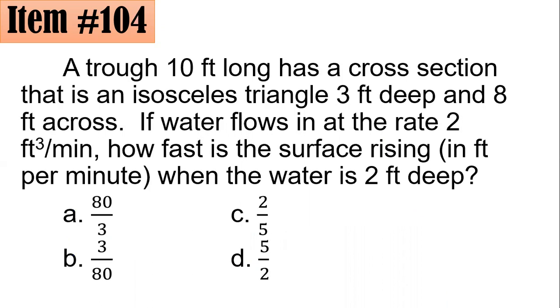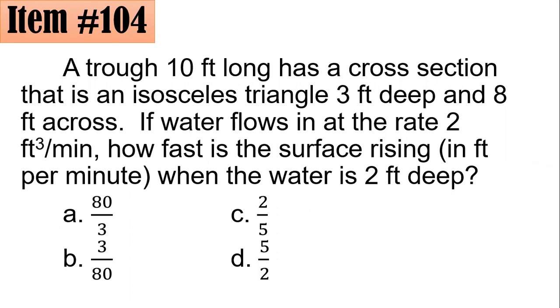105. A trough 10 feet long has a cross-section that is an isosceles triangle. That means when you slice it parallel to its bases, you get a uniform isosceles triangle, which is 3 feet deep and 8 feet across. If water flows in at the rate of 2 feet cubed per minute, how fast is the surface rising in feet per minute when the water is 2 feet deep? Is it 80/3, 3 over 80, 2/5, or 5/2?